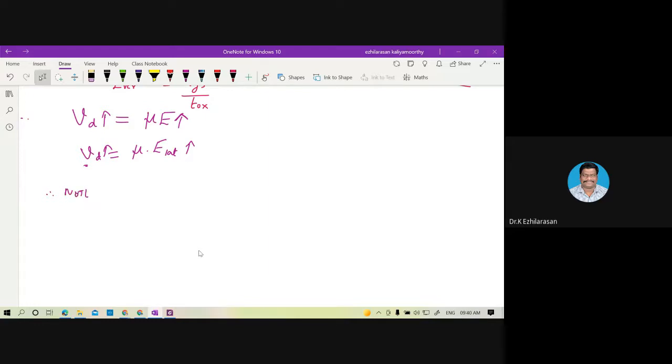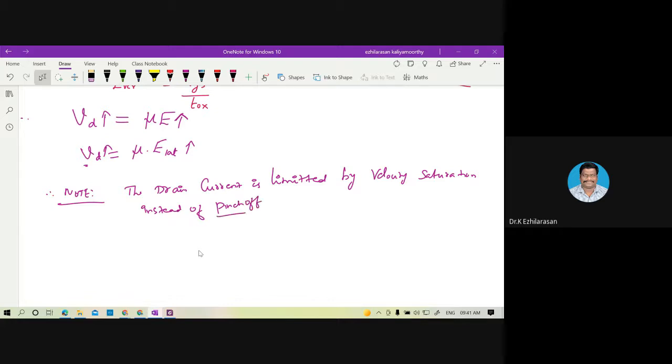Note: the drain current is limited by velocity saturation instead of pinch off. So this will occur in short channel devices when the dimensions are scaled without lowering the bias voltages.